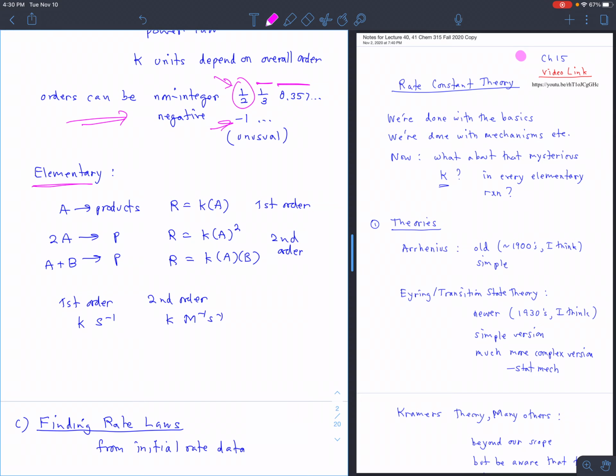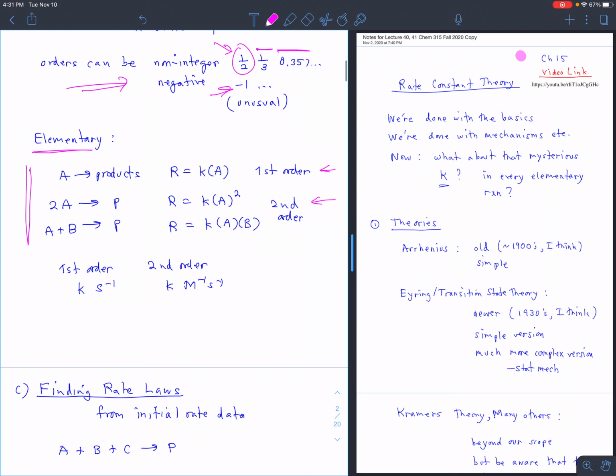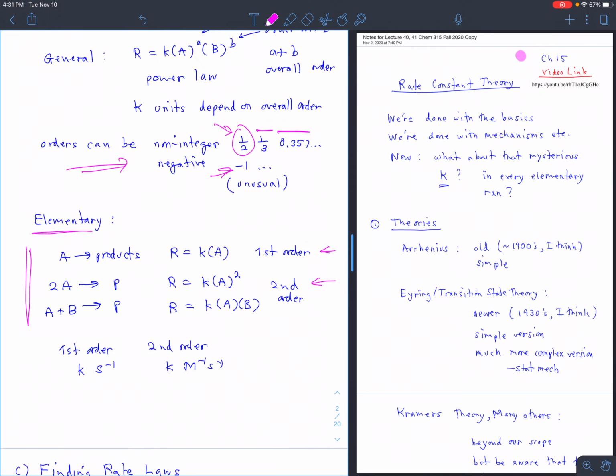If the reaction is elementary, then for our purposes there are only 3 rate laws. It's only first and second order reactions that are appreciably elementary. Third order elementary reactions exist, but they're extremely rare, so we'll just ignore them for our purposes. And in that case, these are all the possible rate laws that come from elementary reactions.